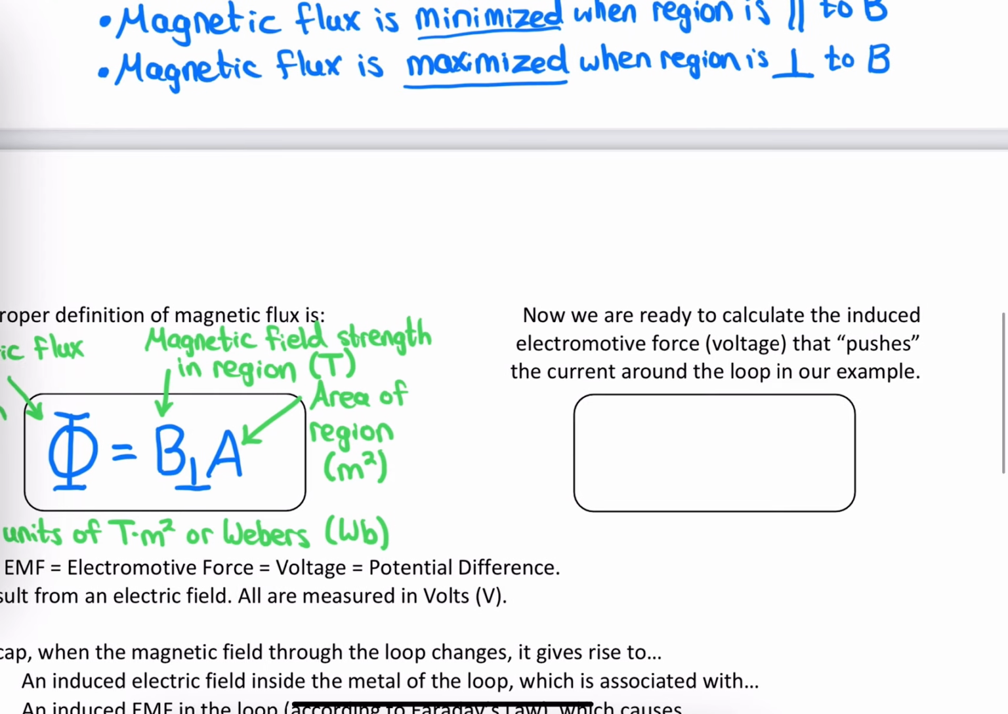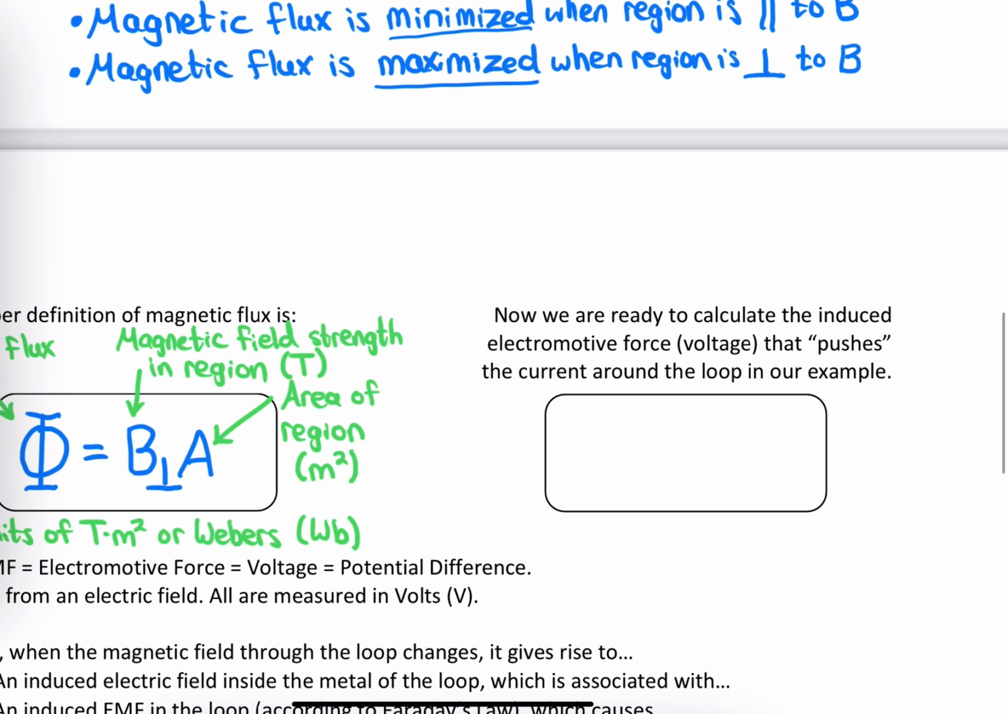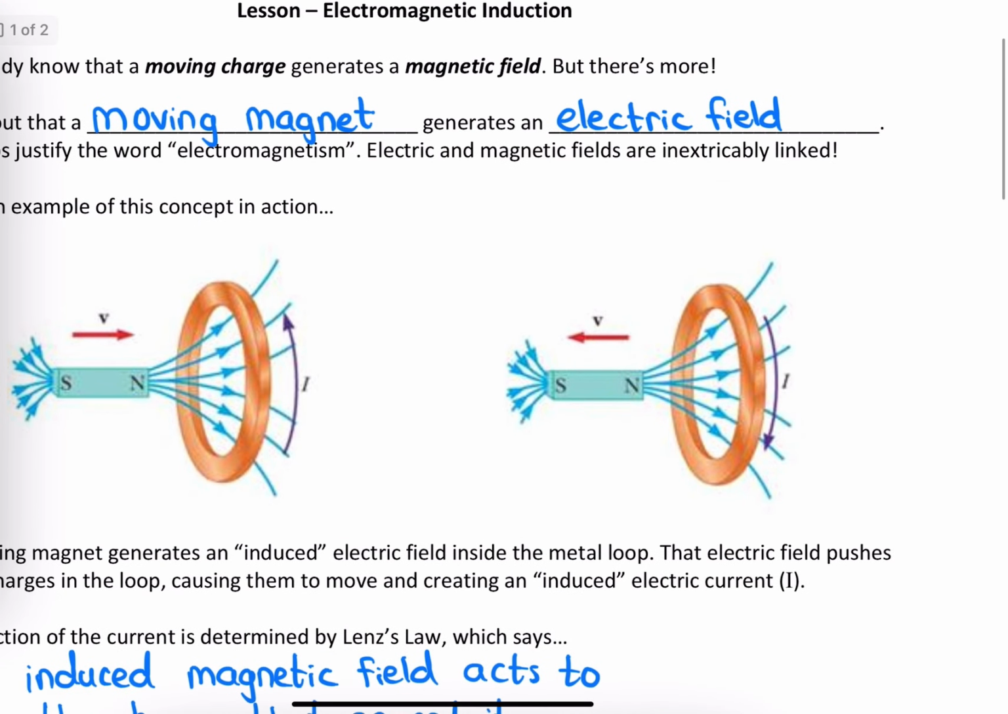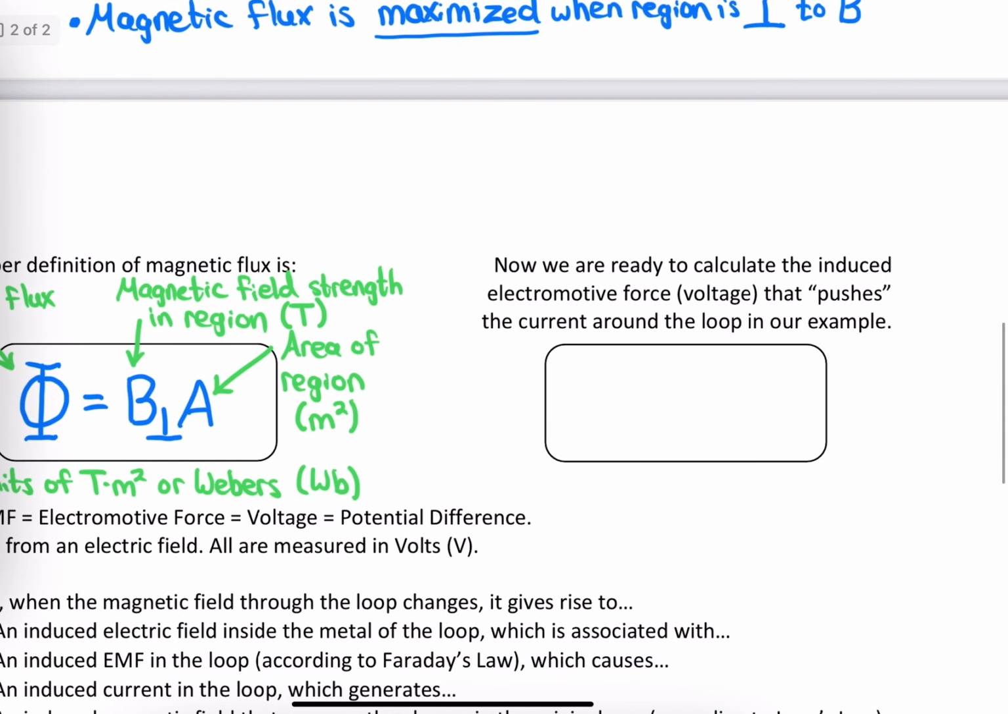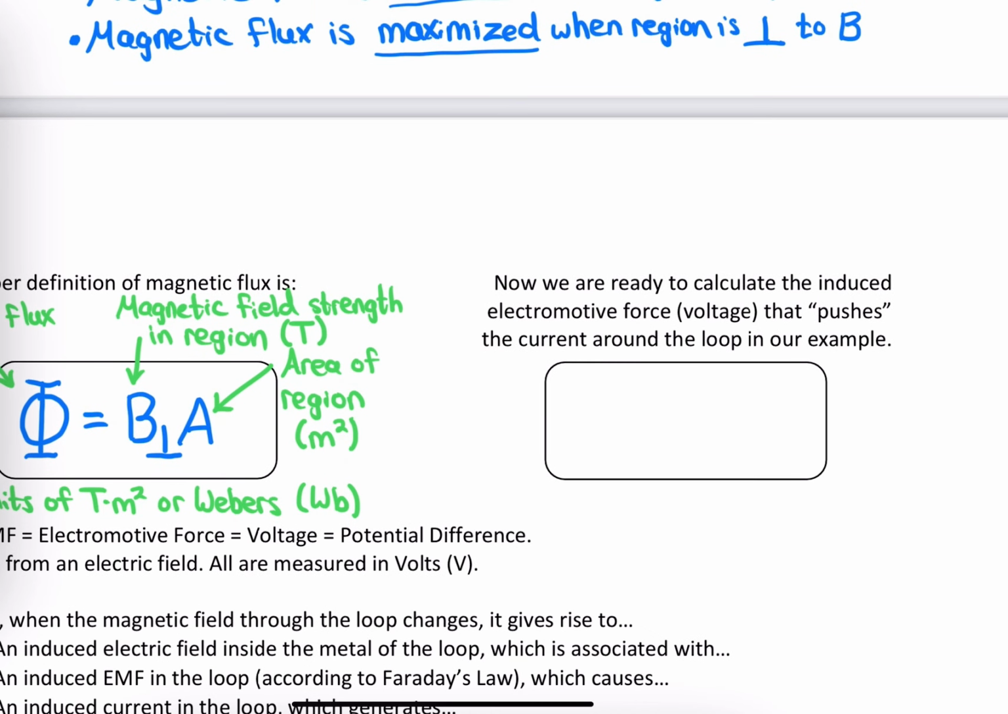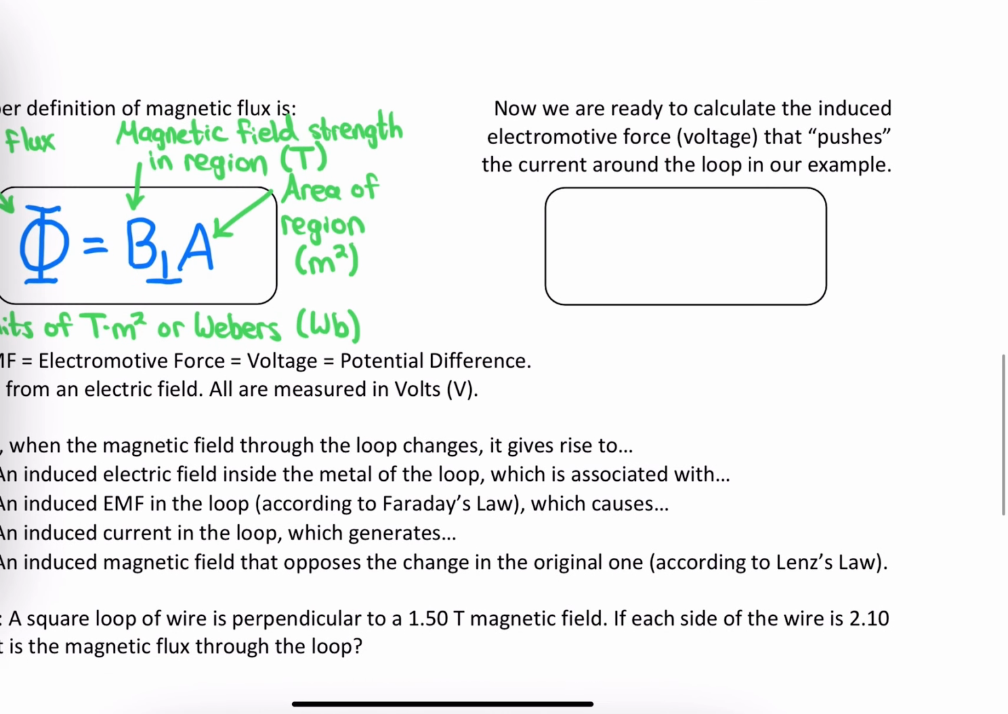All right, so now we're ready to calculate the induced electromotive force, or the voltage, that pushes current around the loop in our example. Now, we're used to current moving around an electric circuit when there's a power source, a voltage that pushes it. And indeed, that's what's happening here. We haven't talked about this yet, but when I move this magnet around, it makes a voltage, or an electromotive force. And that acts as a power source that will push current around the loop. And what we're going to look at next is the formula for calculating that.